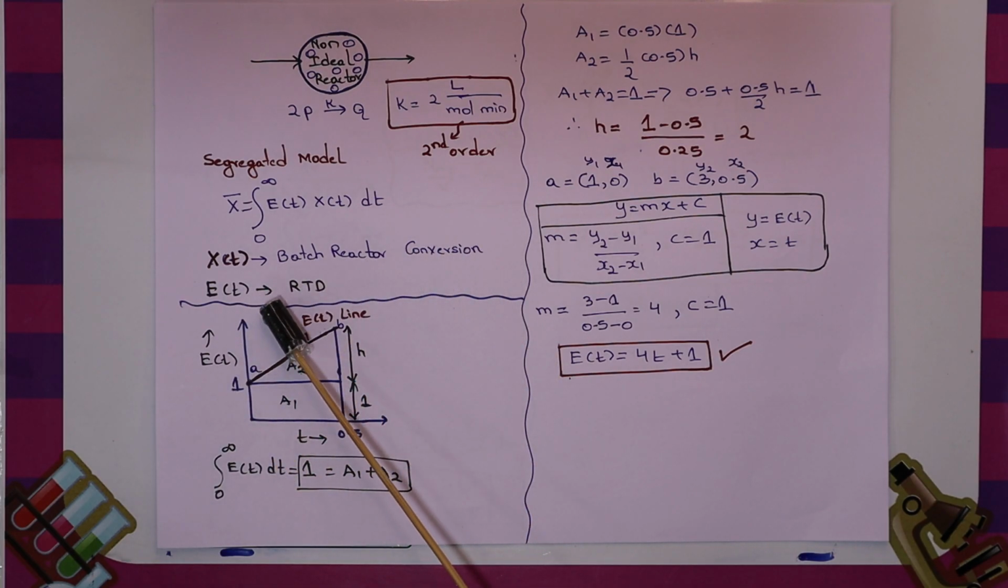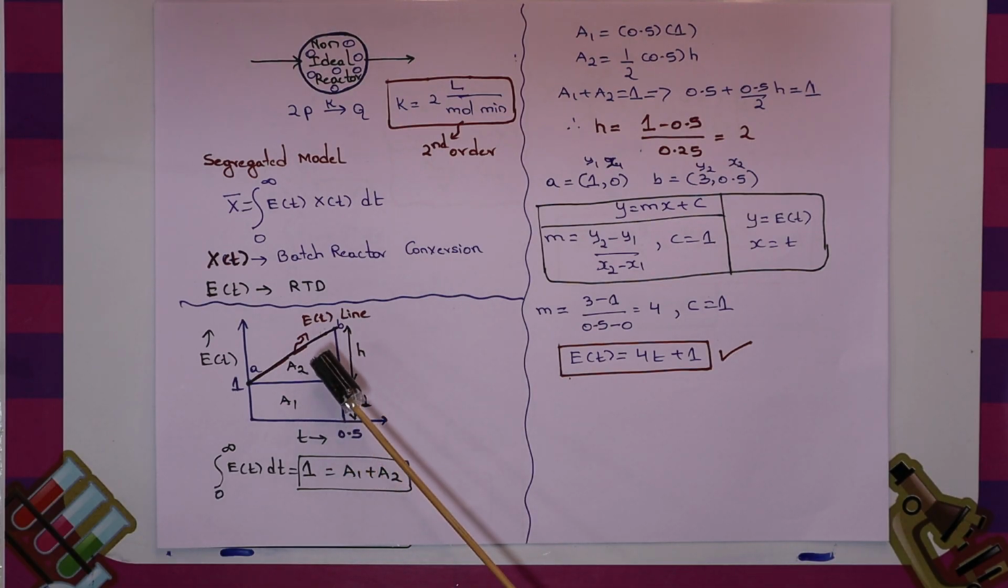Let us get the function for E of t. Let us divide this particular E of t curve into two portions. One is the upper half, a right angle triangle, and the bottom is a rectangle. Let us call the rectangle area A1 and the right angle triangle area A2. In an RTD curve, the area under the curve should be equal to 1. That means integral 0 to infinity E of t dt, the area under the curve E of t versus t, should be equal to 1, which is equal to area 1 plus area 2.